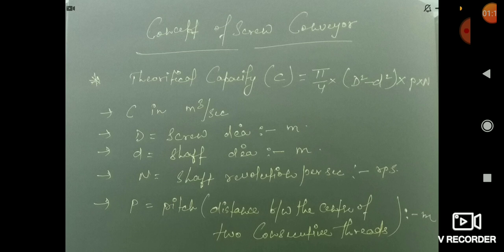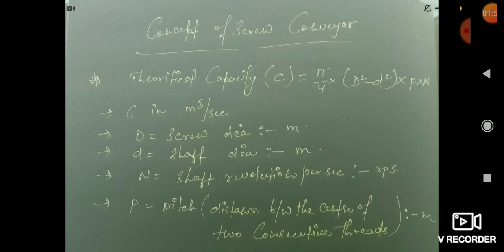And friends, theoretical capacity is especially the volume of the conveyor, means how much volume per second, or per minute, or per unit time the conveyor can transport from one place to another. That is called the theoretical capacity of the conveyor. कन्वेयर का theoretical capacity होता है कि कन्वेयर कितना वॉल्यूम पर यूनिट टाइम पे ट्रांसफर करेगा एक प्लेस से दूसरे प्लेस पे. And we can calculate it by using pi by 4 into (D squared minus d squared) into p into n.